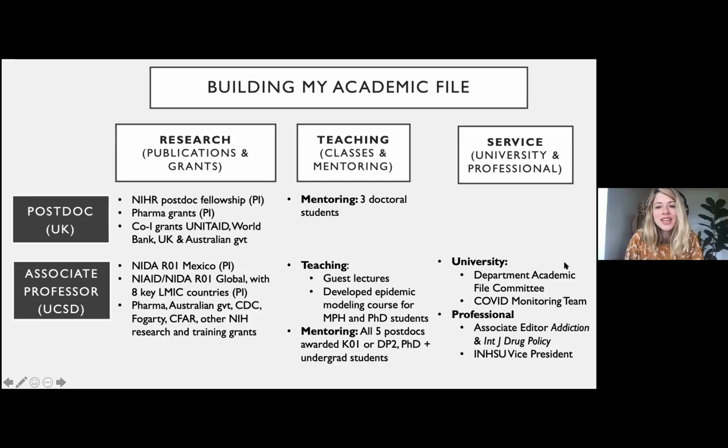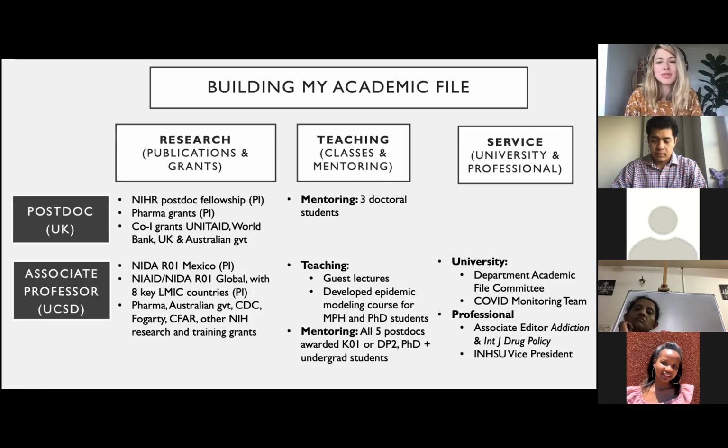In terms of service, as I mentioned, I do these academic file reviews. I'm also on the COVID monitoring committee. So this is something where you just need to ask for service opportunities. This is a checkbox, right? Just do a little bit of service, don't get too overwhelmed with it, but show them that you are committed to your university and doing something.